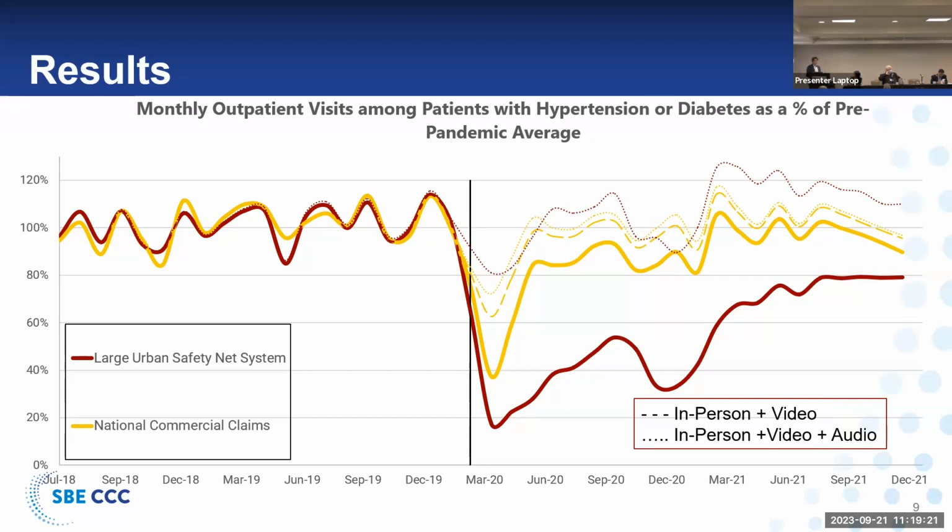So one thing that is really apparent here is that there are huge differences between these health systems or populations in terms of use of video versus audio versus in person. The safety net system is relying on audio-only for, at some points, 50-60% of their visits, whereas in the commercial population, we're seeing in-person coming back much faster and more use of video visits.